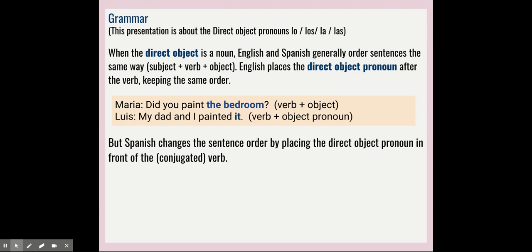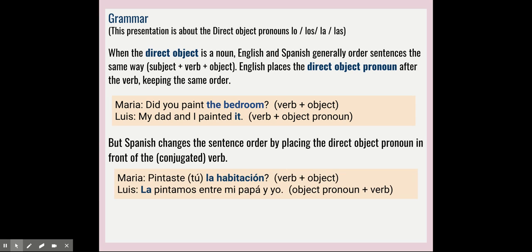But Spanish changes the sentence order by placing the direct object pronoun in front of the conjugated verb. Let's take a look. María, ¿pintaste tú la habitación? Verb plus object. Luis, la pintamos entre mi papá y yo. Object pronoun, verb.